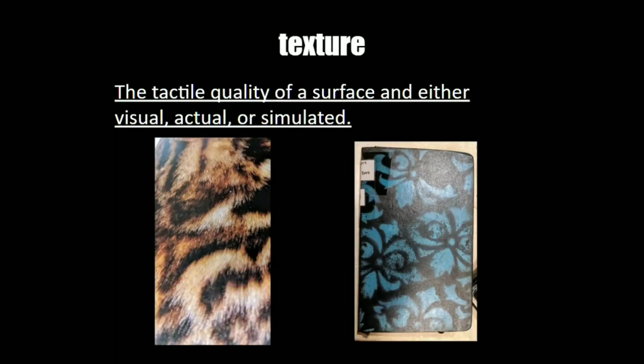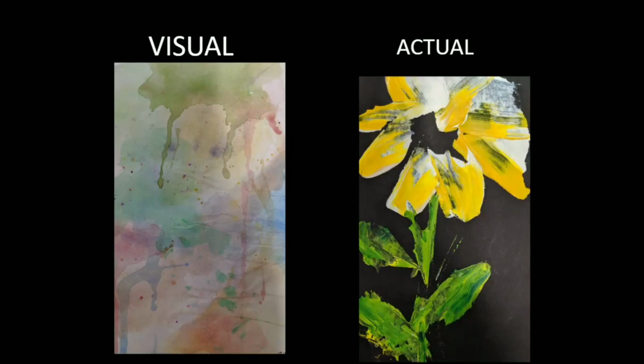Texture is the tactile quality of a surface and either visual, actual, or simulated. This on the left is the fur of a cheetah. It's a photograph. On the right is a sketchbook, and the sketchbook has actual textured covers. But texture can also be visual, meaning it's not actually a texture, it's not real, it's not simulating anything, it just has an appearance other than complete blank.